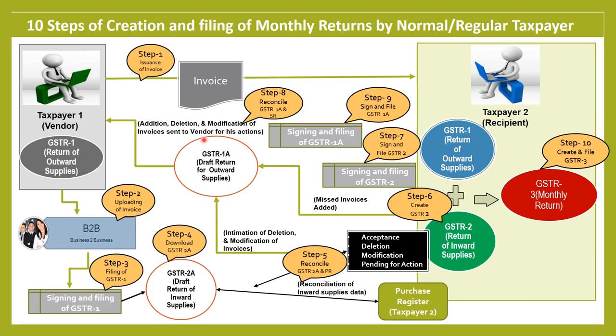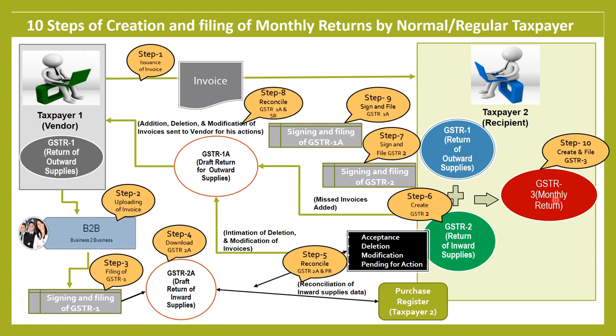So friends, all these three requirements of GSTR 1 filing, 2 filing and 3 filing are mentioned under the GST or the model GST law, sections 32, 33 and 34. Section 32 talks about the creation and filing of GSTR 1, 33 talks about the creation and filing of GSTR 2, and 34 talks about the creation and filing of the monthly return, that is GSTR 3.